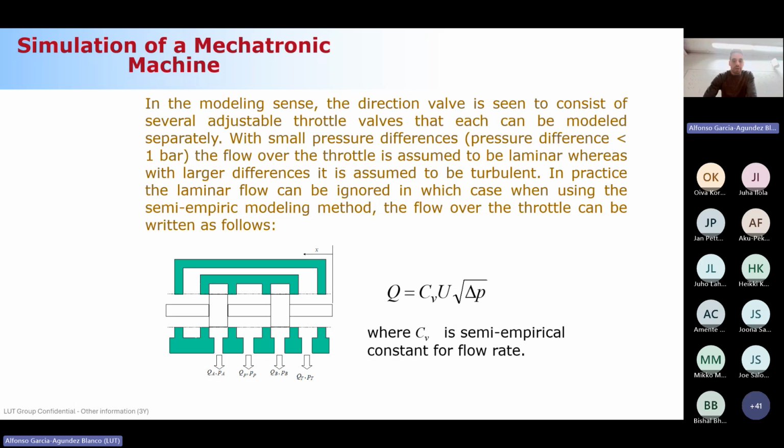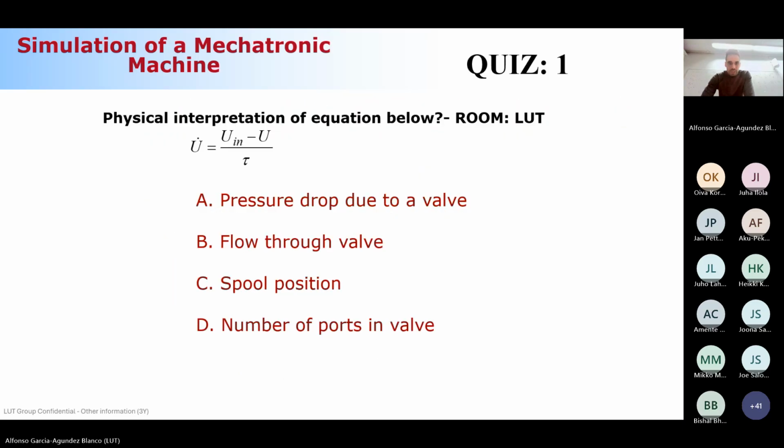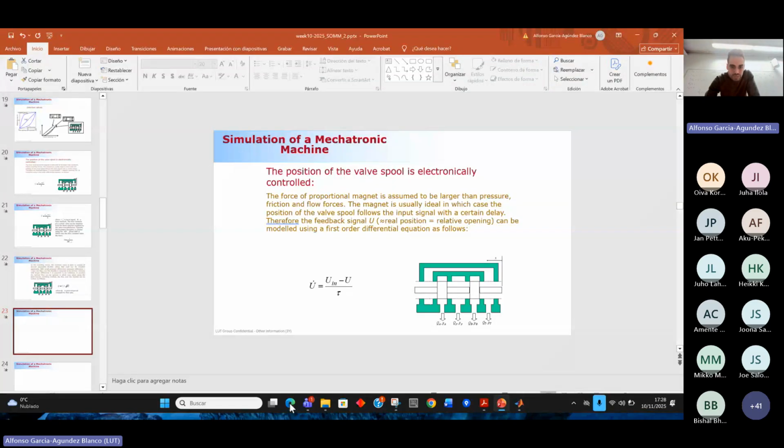So remember, 3 elements in this equation: the semi-empirical constant for the flow rate, this U, which can be the voltage or the displacement, and the square root of the pressure difference. Perfect. So now you have the first quiz, so you can complete it. I think that I have already launched it. It's the first time that I do it, but I think it should be ready.